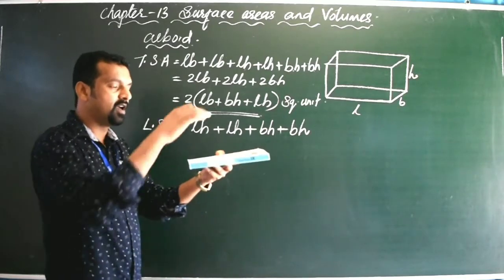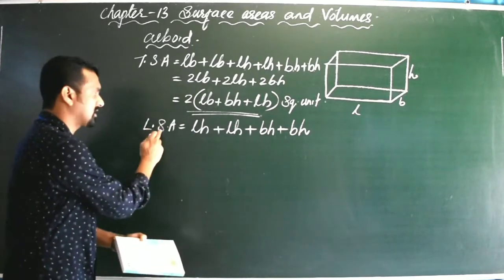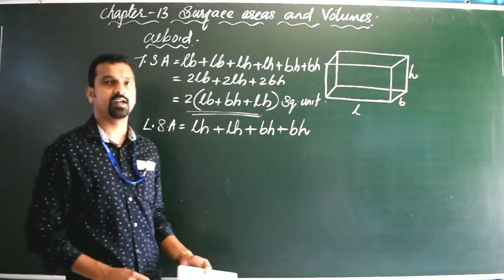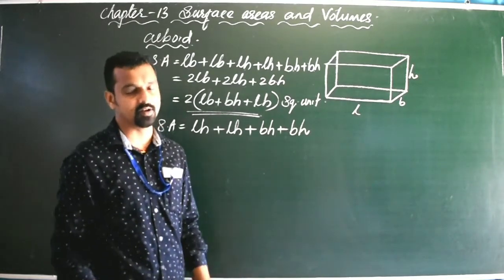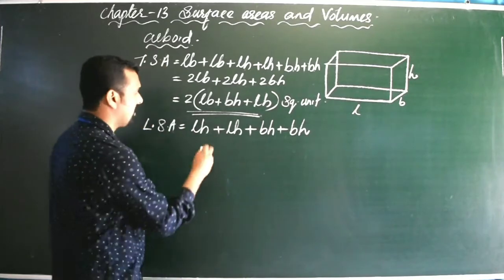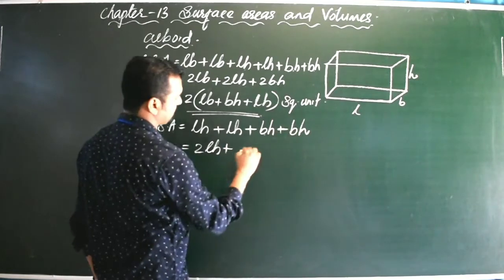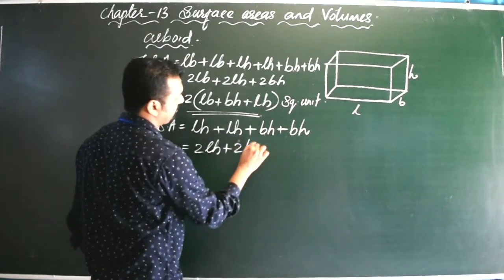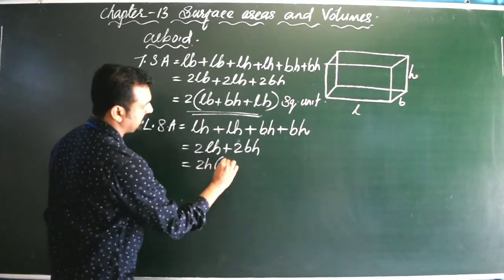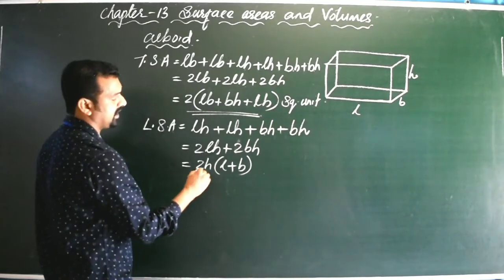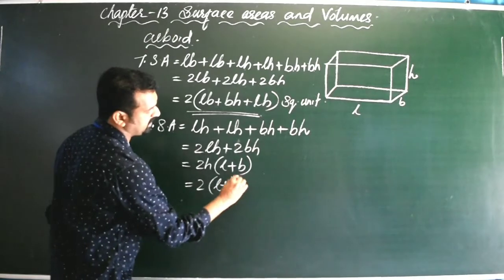Remember, top and bottom we will not take, only the area of the 4 sides. That is called the lateral surface area of a cuboid, or it is also called the area of the 4 walls of a room. For finding the area of 4 walls of a room also, we use this formula. Now add it: LH plus LH, what is the answer? 2LH plus BH plus BH is equal to 2BH. Then we can take 2H out as a common factor: 2H into L plus B. Or we can write it as given in the textbook, 2 into L plus B into H.